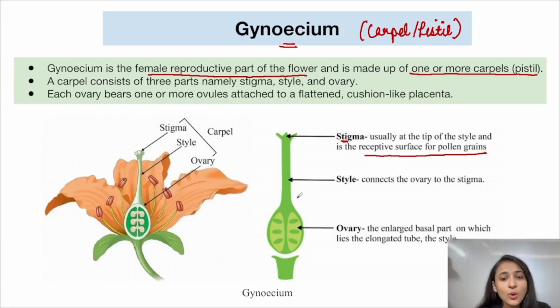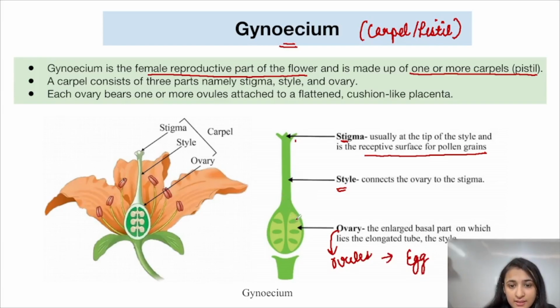Then there is this long structure which is known as the style. This structure connects the ovary to the stigma. The stigma is connected to the ovary via the style. So the lowermost portion is the ovary. This circular bulbous portion is the ovary. This is the enlarged basal part of carpel on which lies the elongated tube, the style. And ovary is the structure which bears ovules, and ovules bear the egg. So we can write ovary bears ovules and ovules bear the egg, which is the female gamete.